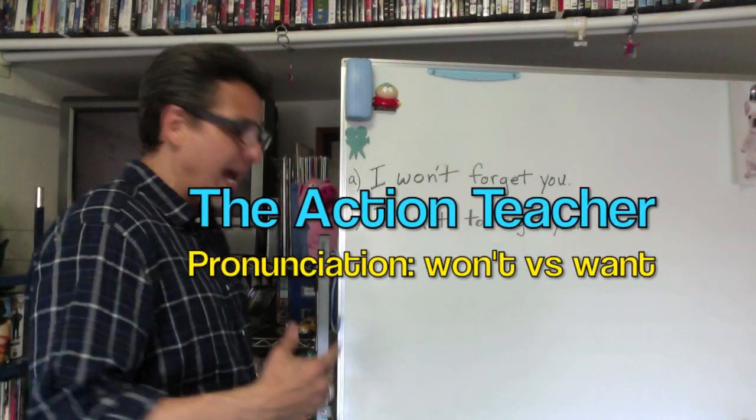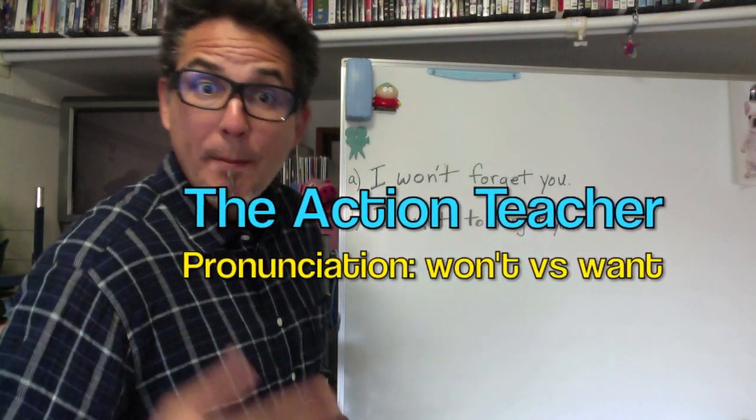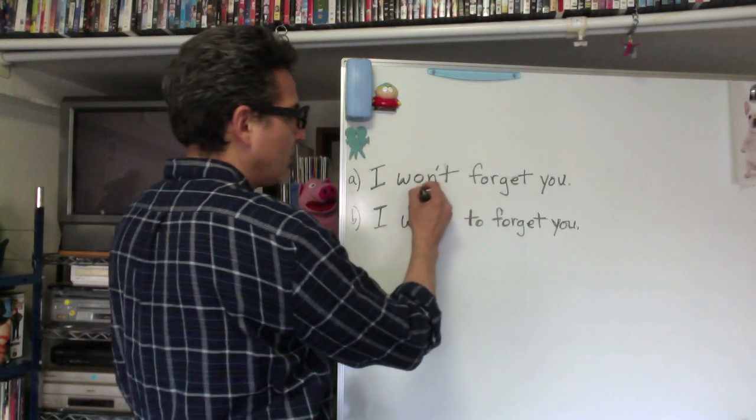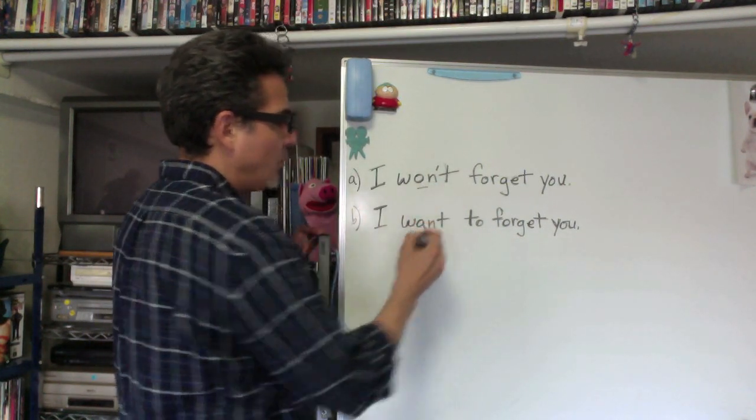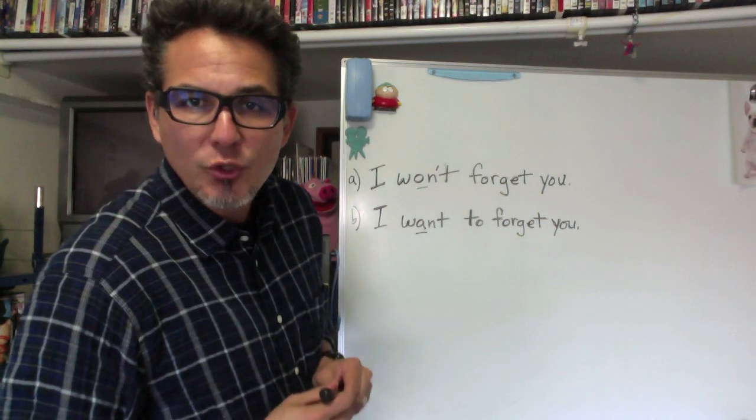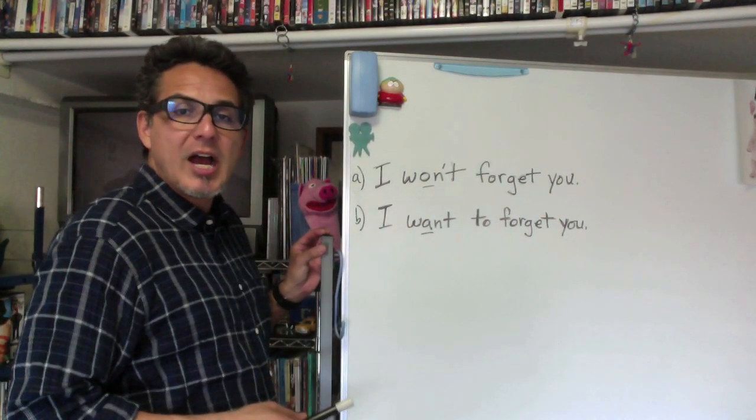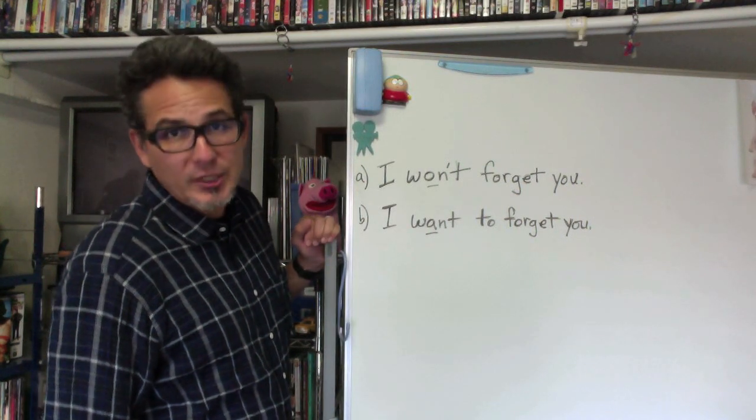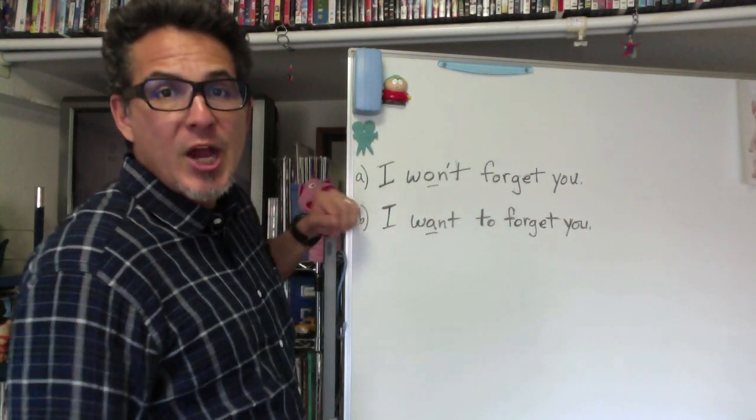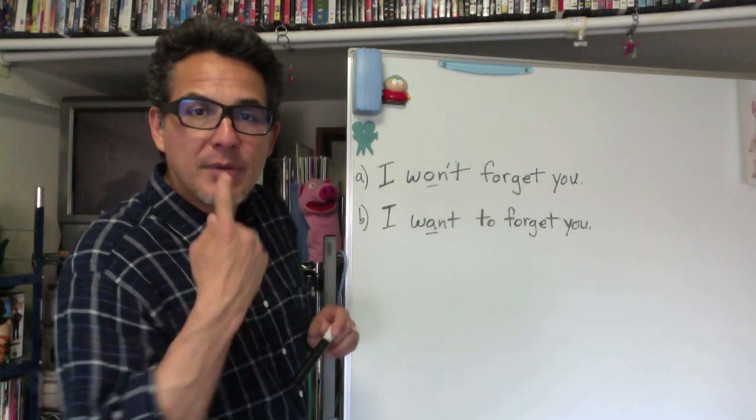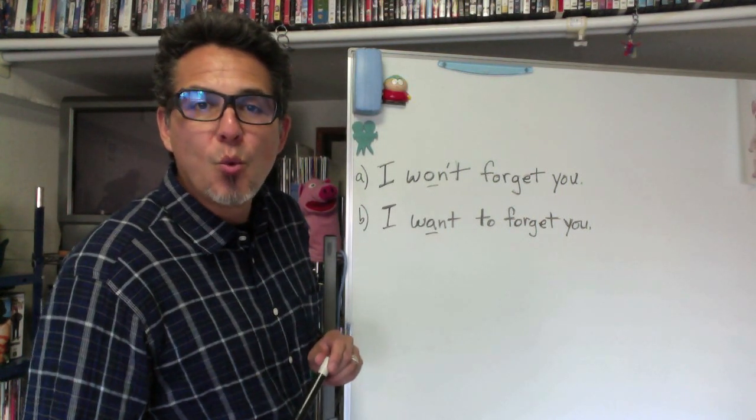Today's lesson is hatsuon, or pronunciation. Today, let's talk about the vowels in these two different words. Let's look at sentence A. Sentence A says, I won't forget you. I won't forget you. Notice I'm moving my mouth like this.